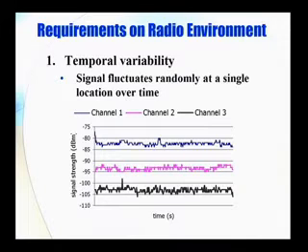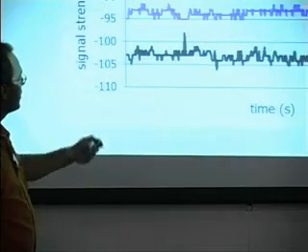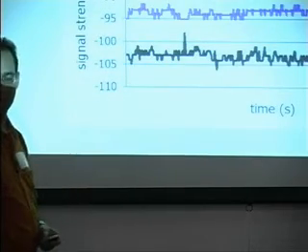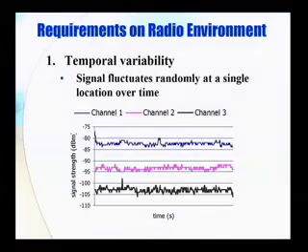If that was not the case, then it would be trivial to determine how the environment looks at that particular location. What we're seeing here is signal strength from 3 radio sources. Time is going in this direction. This is signal strength. As you can see, over time, the signal strength that I perceive from these radio sources goes up and down, and it's quite hard to predict the variations.